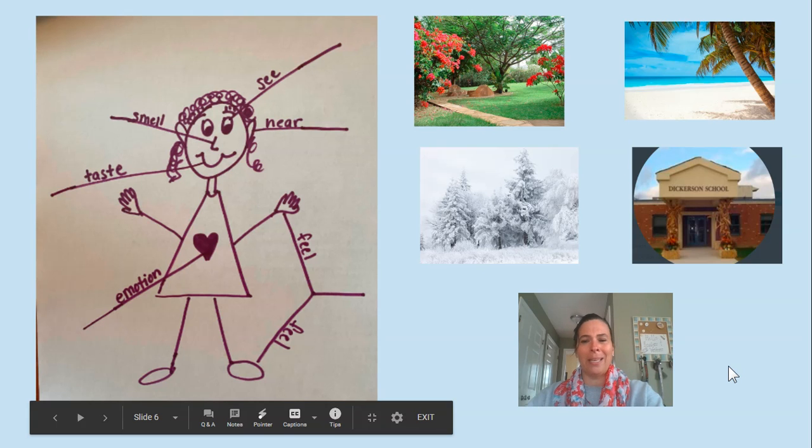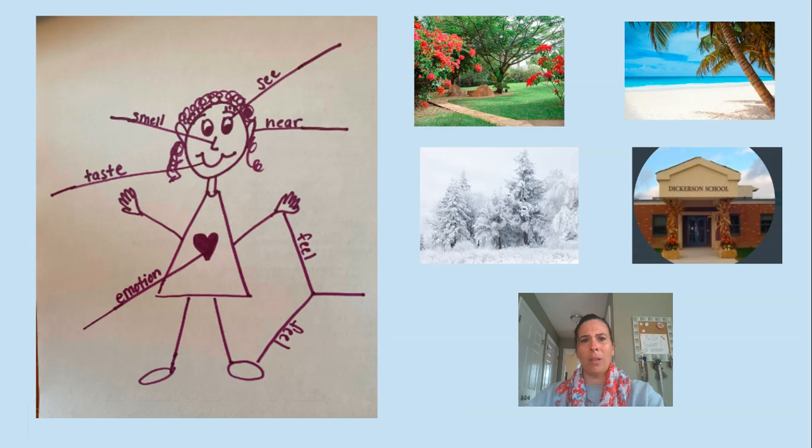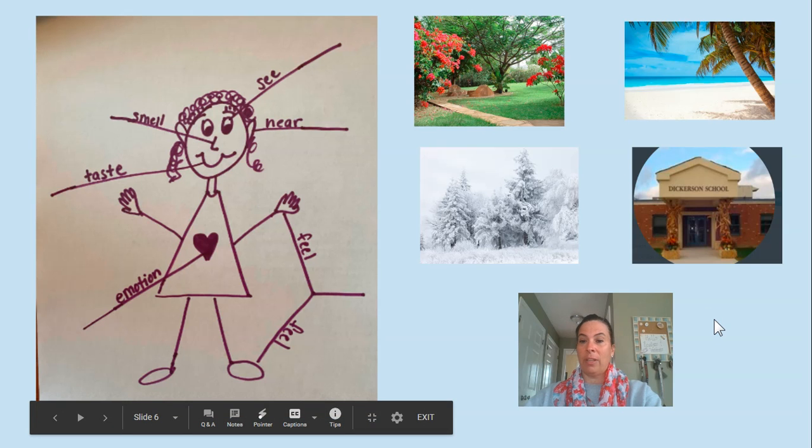Another thing you can write about is Dickerson School. All of the wonderful things you see, hear, smell, taste, feel with our hands and our heart at Dickerson School. So take the time, draw your sensory person, choose a topic, and then fill it in.